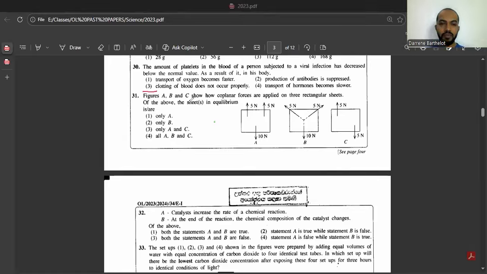Question number 31. Figure ABC shows how coplanar forces are acting on three rectangular sheets. Of these, sheets in equilibrium are. Okay. So here you have 5 Newton, 5 Newton, 10 Newton. These are parallel forces. So in parallel forces, the sum of these two will be equal to the third force. So that is correct. This is in equilibrium.